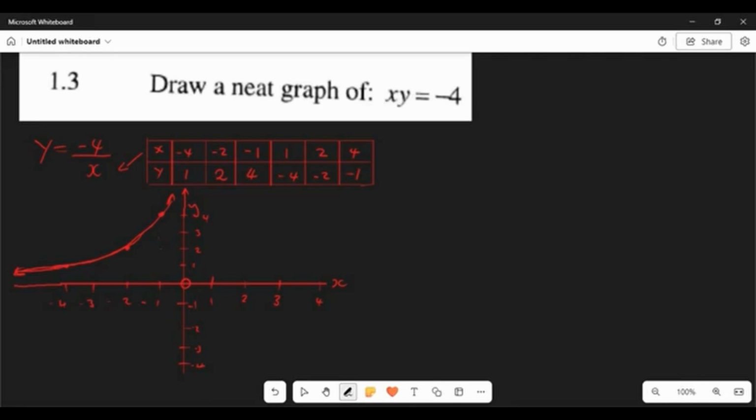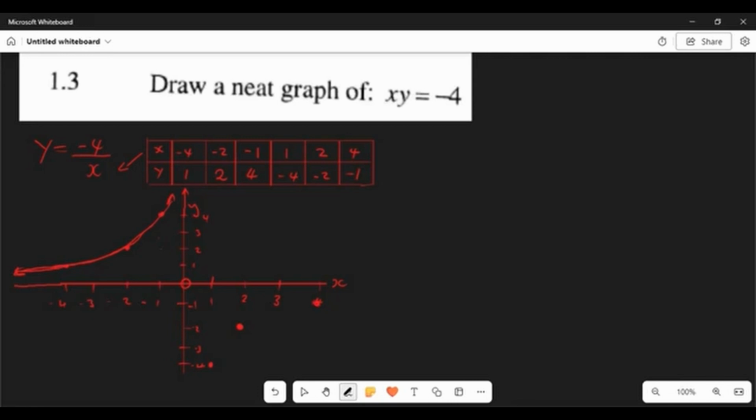When x is positive 1, our y is negative 4. So positive 1 is x, and our y is negative 4. When x is positive 2, our y is negative 2. So the point is going to be here, guys. And then when our x is positive 4, our y is going to be negative 1. So it's going to be somewhere there.